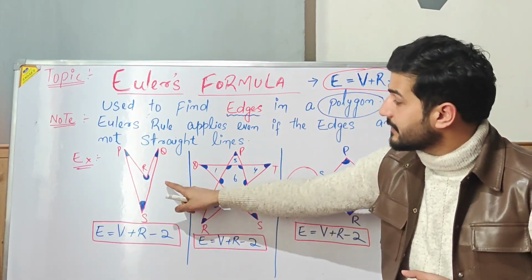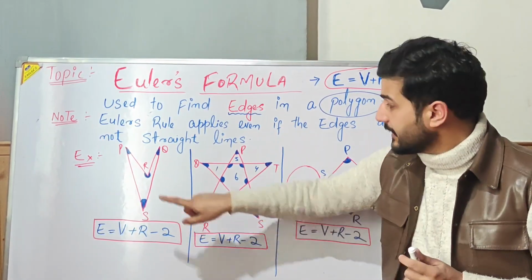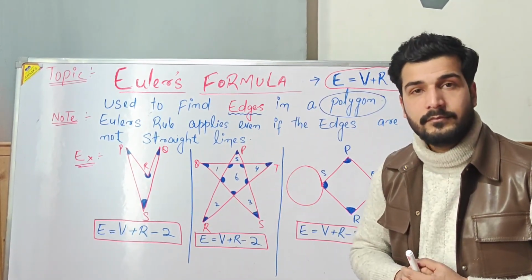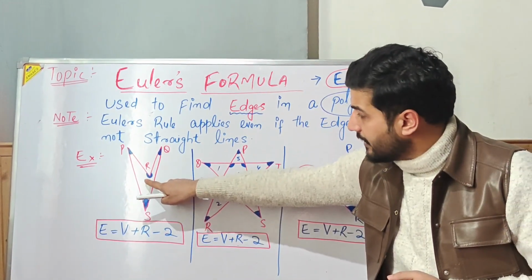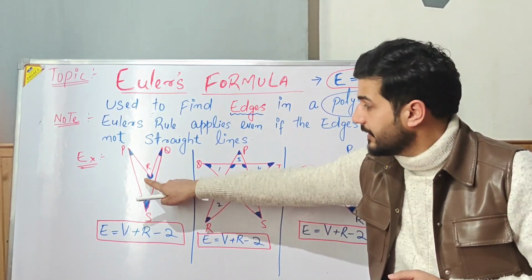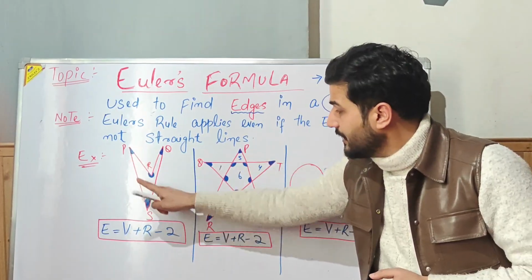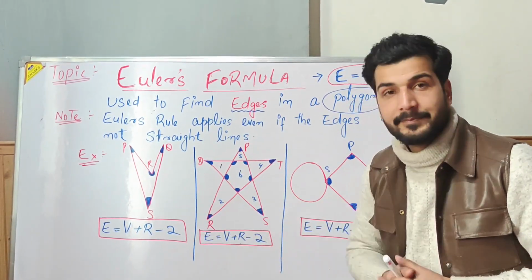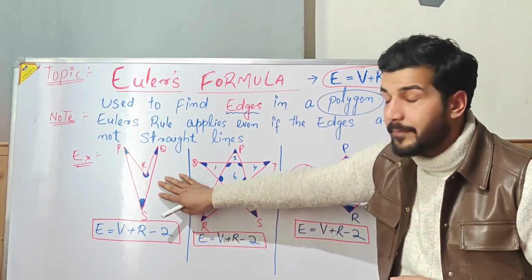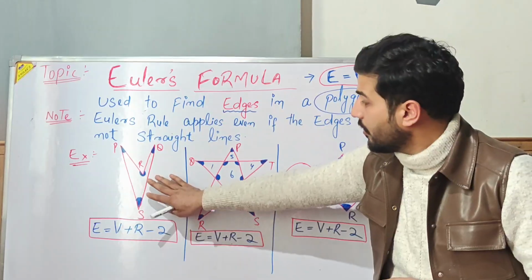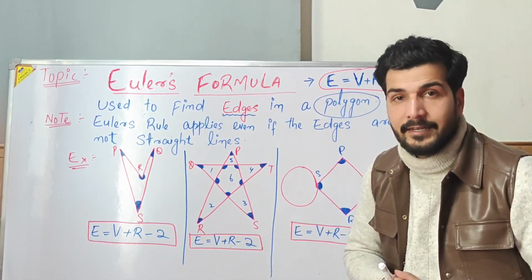The first example is, let us suppose that we take a concave polygon. This is a concave polygon, right? This is a concave polygon in which one angle is greater than 180, right? And the concave polygon is PRQS. So we will apply Euler's formula on this concave polygon to find the number of edges, right?